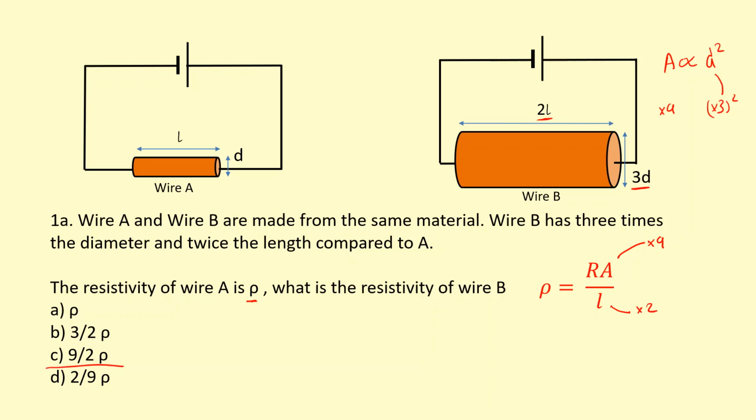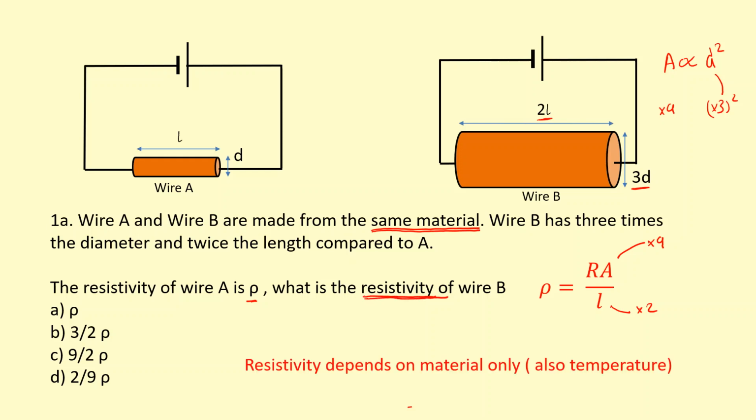Okay, however, this is incorrect. The reason is because of this statement here. It's the same material, and they're asking us to compare the resistivity. So that means the resistivity should be the same for both wires because it's the same material. Because resistivity only depends on the material that you're choosing, and also a bit of temperature as well. So the answer here is actually A.